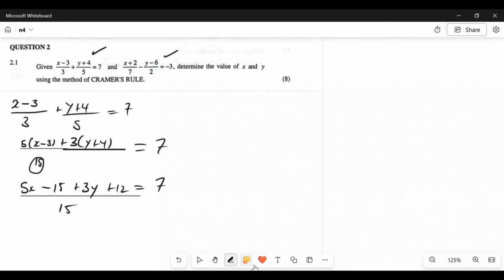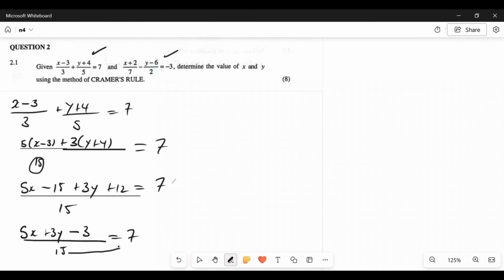From here, we have like terms and we can also do cross multiplication. Let's start with the like terms. We have negative 15 and 12 there. They're going to give you negative 3. So we're going to write 5x plus 3y. Negative 15 plus 12 is going to give us negative 3. All this is still divided by 15, equaling to 7.